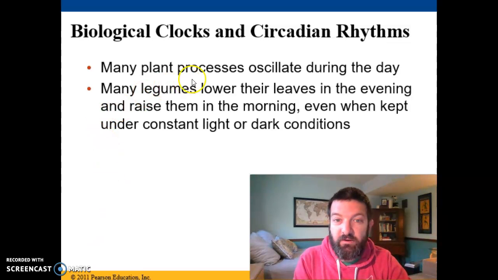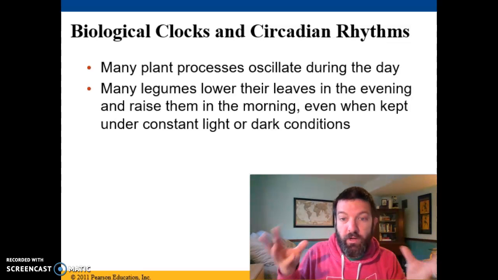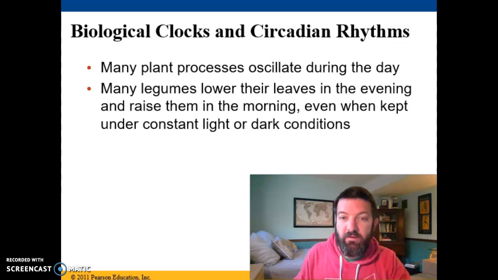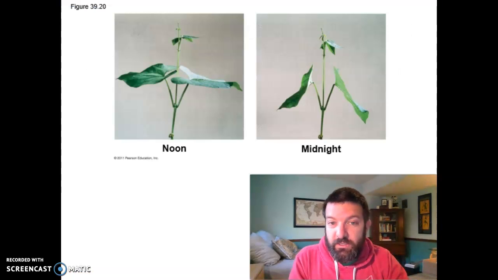For instance, a lot of legumes will lower their leaves in the evening, raise them in the morning to affect their sunlight absorption. You may be familiar with morning glory flowers, which open up in the morning and close up in the afternoon. Here you can see an example of a plant with its leaves up at noon, so it's catching that sunshine, and its leaves down at midnight where there's no sunshine to be caught.